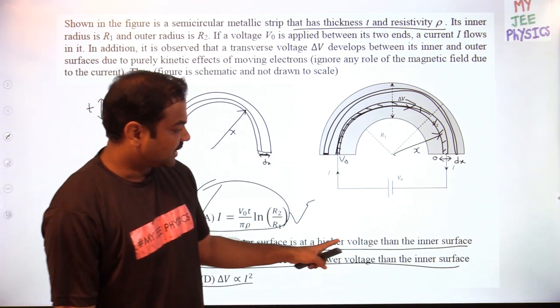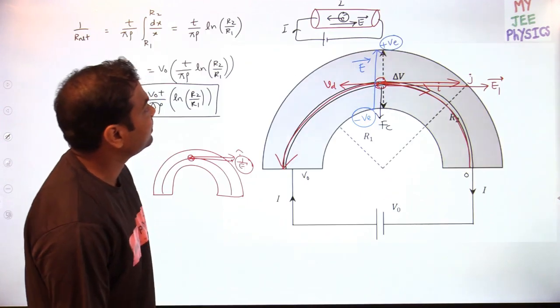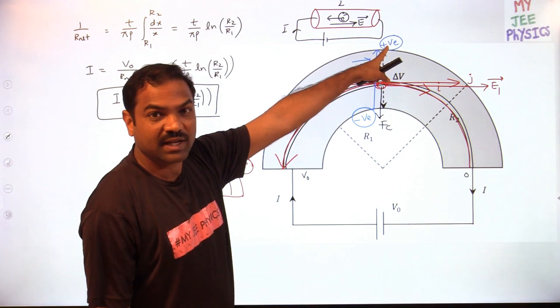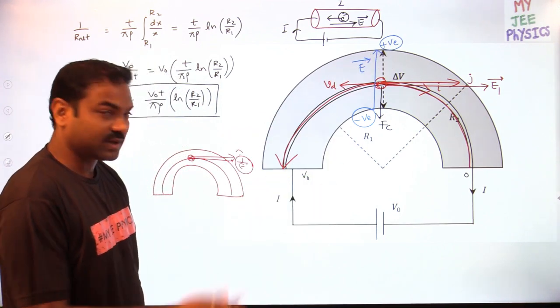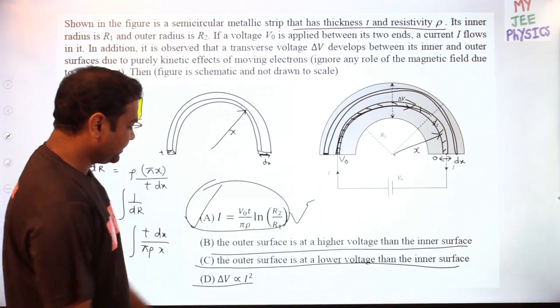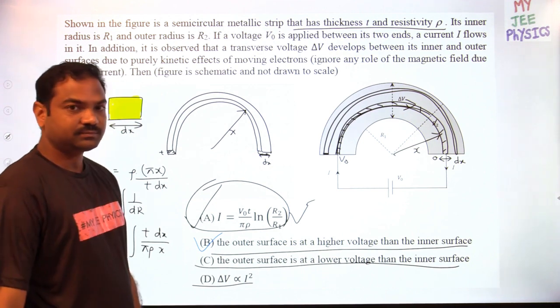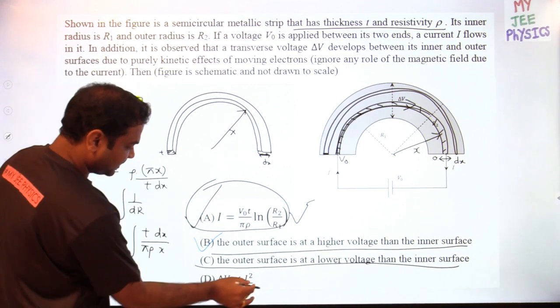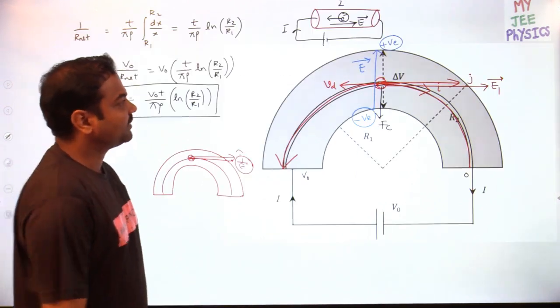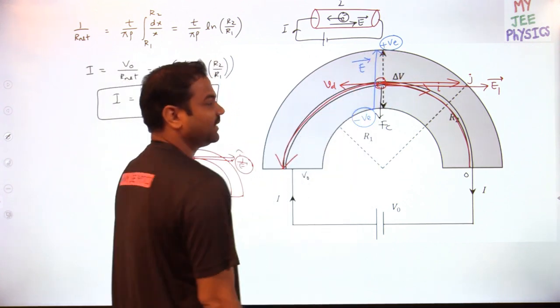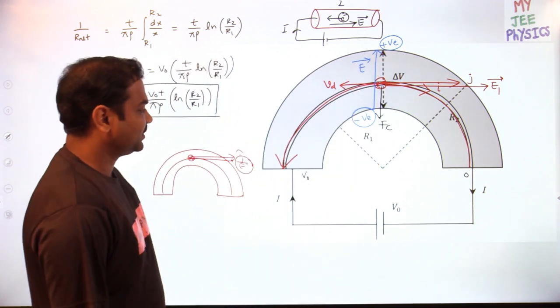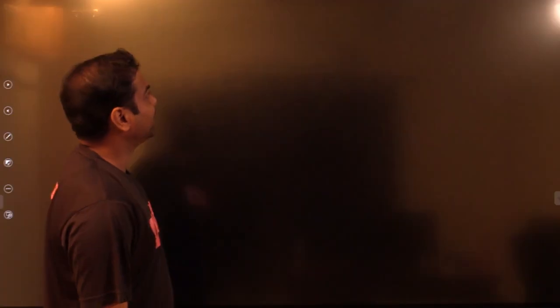The outer surface will be at higher voltage than the inner surface. So what we got? Here the outer surface we got at higher voltage than the inner voltage. Okay, sorry, inner surface. So that means B will be the correct answer. Now the question is how the delta V, whatever this delta V is, depends on the current. So this is something different now.